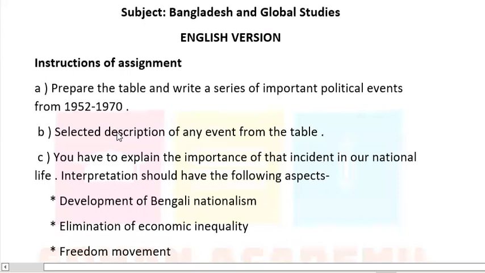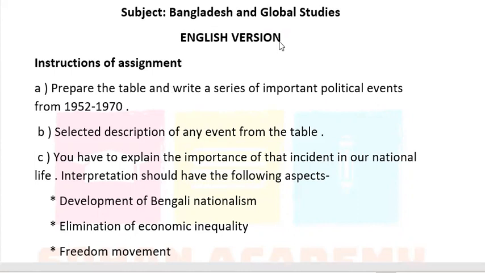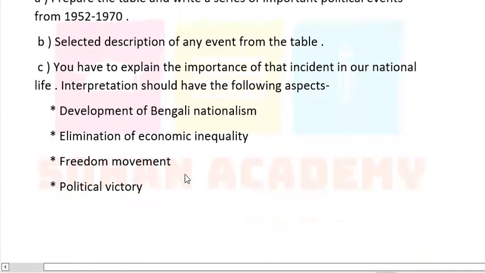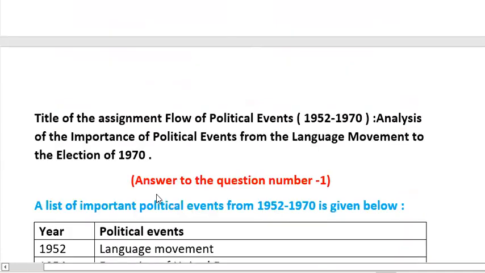Instruction of assignment. Let's see those. A. Prepare the table and write a series of important political events from 1952 to 1970. B. Select a description of any event from the table. C. You have to explain the importance of the incident in our national life. Interpretation should have the following aspects: development of Bengali nationalism, elimination of economic inequality, freedom movement, political victory.